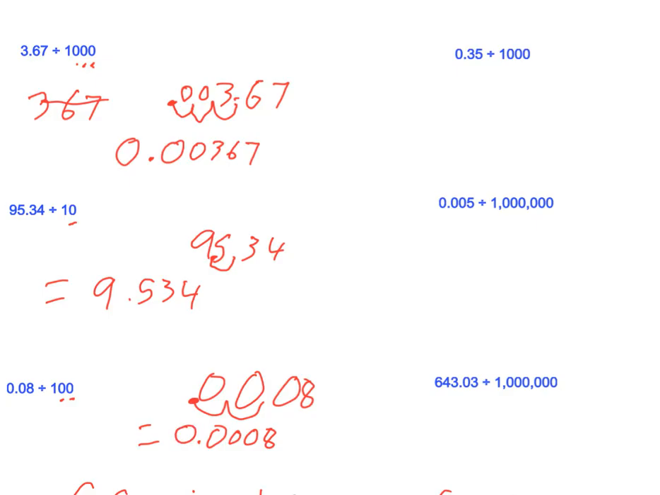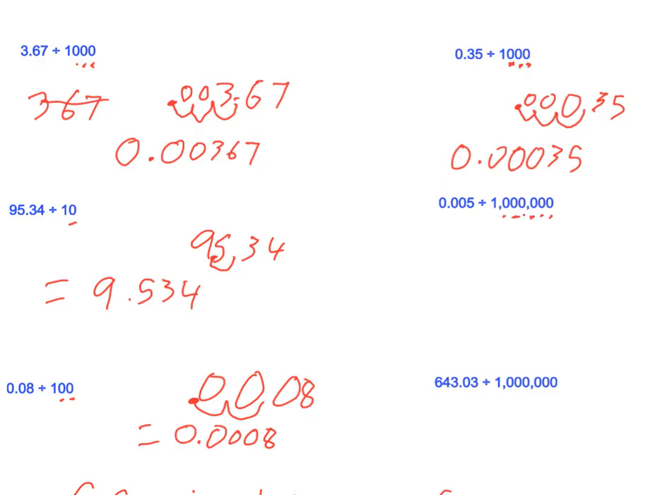Next one, 0.35 divided by 1,000. There are 3 zeros in 1,000. So I have my 0.35, and I move the decimal place 3 across. 1, 2, 3. 0, 0. So I will end up getting 0.00035 like this.